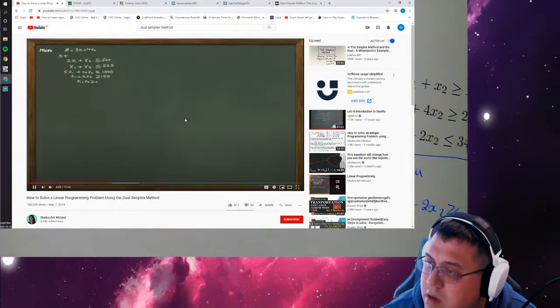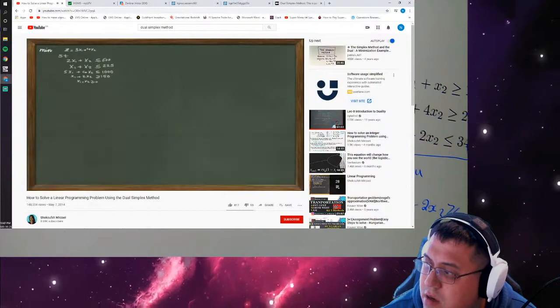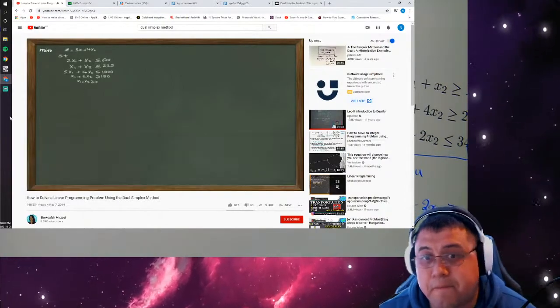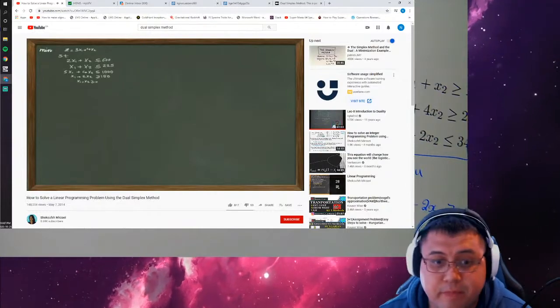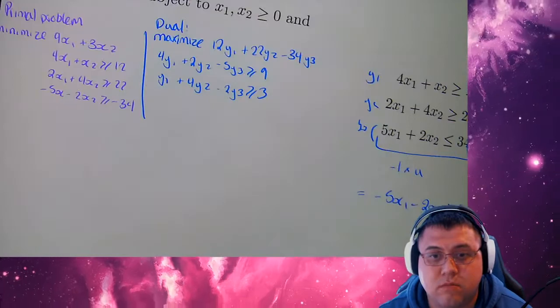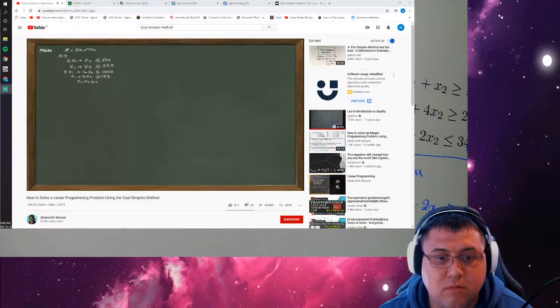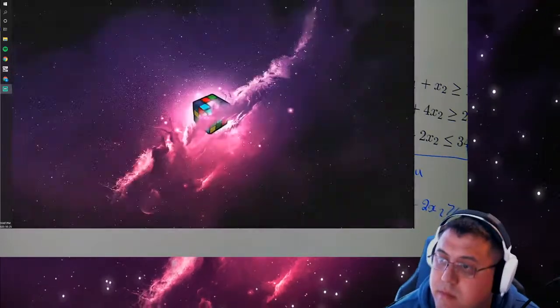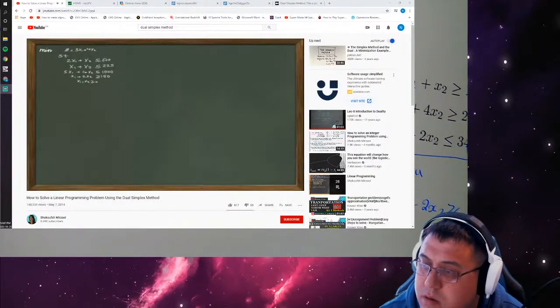Our problem has to meet two conditions to be able to be solved with the dual simplex method. The first condition is the objective function must satisfy the optimality condition. It means that if it's a minimization problem, all its coefficients must be positive, and if it's a maximization problem, all its coefficients must be negative.